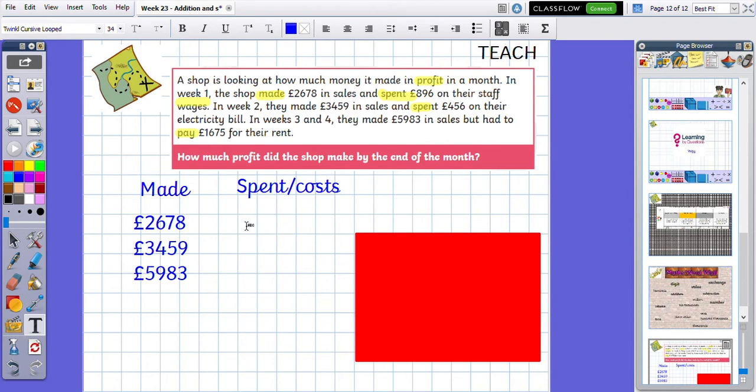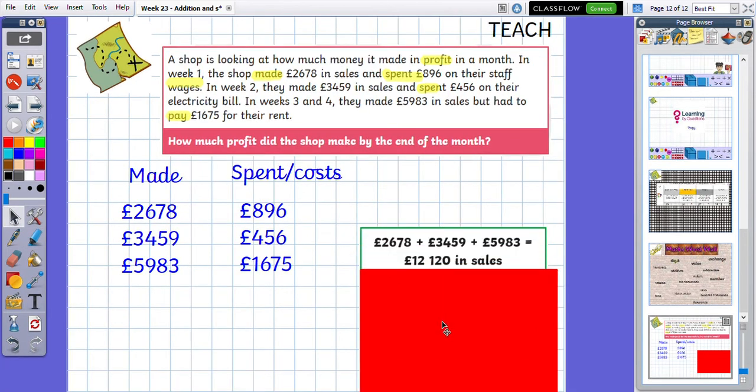And then let's have a look at their spent costs. In week 1 they had to pay their staff wages, so that's money that they had to give away almost. They didn't have that anymore. So that was £869. Week 2 they had to spend £456 on their electricity bill, and then in weeks 3 and 4 they had to pay £1,675 in rent. So they had to pay to be in their building. Okay, so then what we could do is add those numbers together.